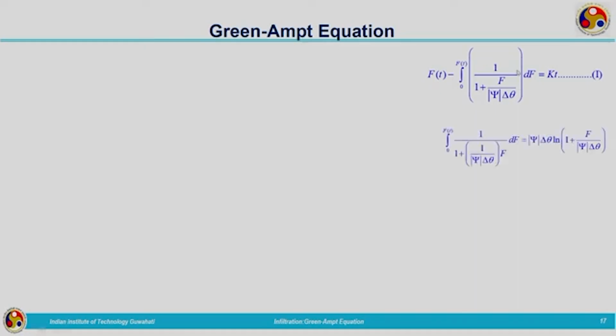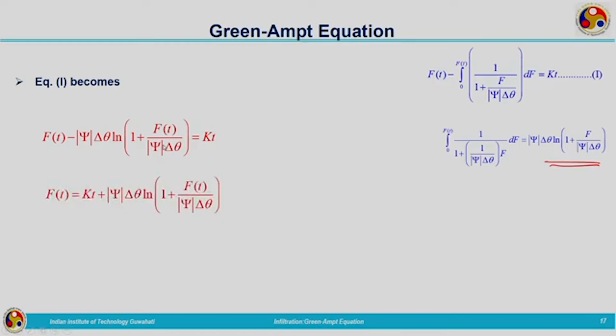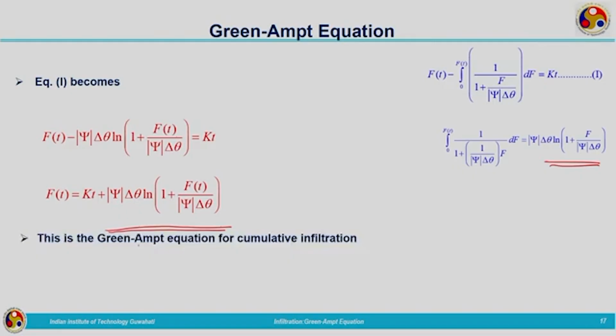So, here we will substitute this particular solution of this integral. After substituting, it will take the form F(t) minus psi delta theta ln (1 plus F(t) divided by psi delta theta) is equal to K t. F(t) can be written as K t plus psi delta theta ln (1 plus F(t) divided by psi delta theta). This is the Green-Ampt equation for cumulative infiltration.